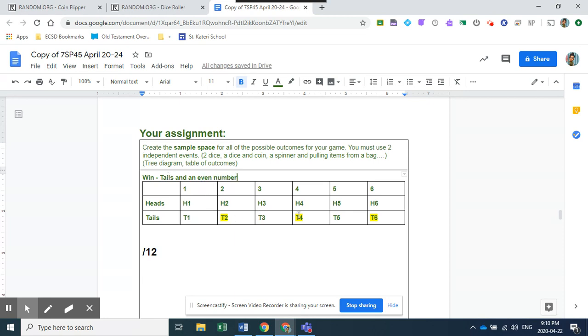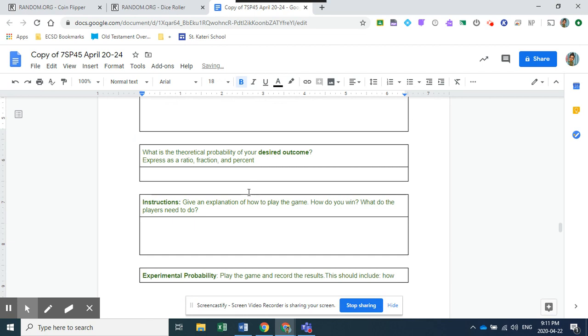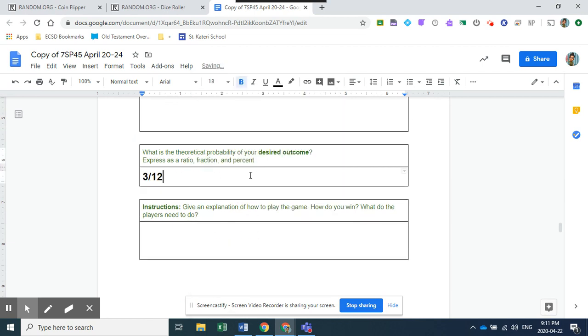All right, so that means your probability is 3 out of 12. I'd like you to express this as a ratio, fraction, and a percent. The fraction is there, but we need to reduce it. We divide the top and the bottom by 3, so that's going to equal 1 out of 4. That's the reduced fraction. The ratio is 1 to 4, and the percent is 20%. Okay, so that's for the desired outcome, or the winning outcome, if you want to put winning there instead.